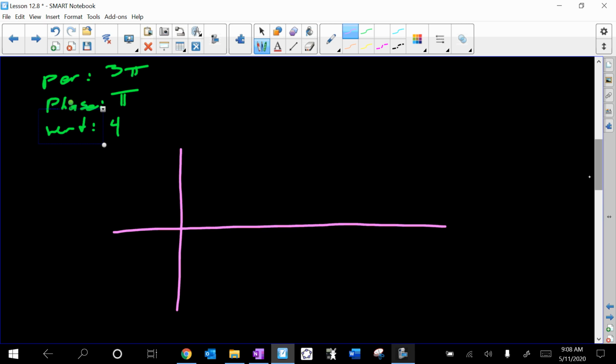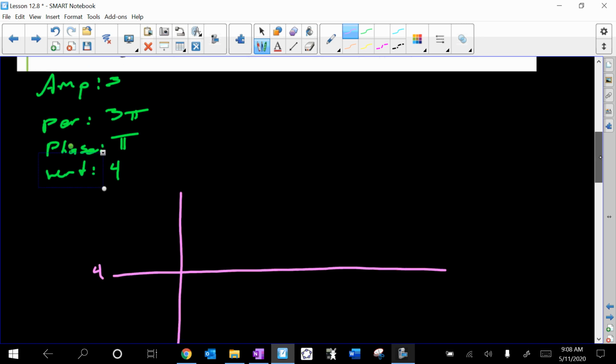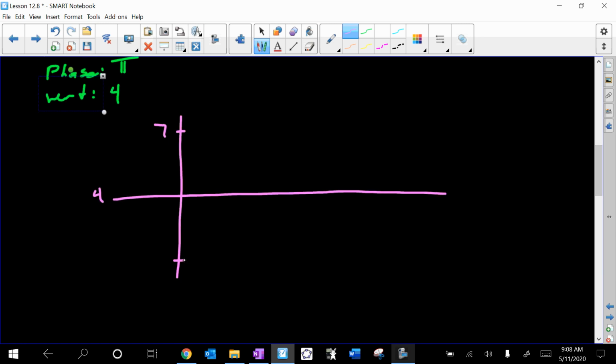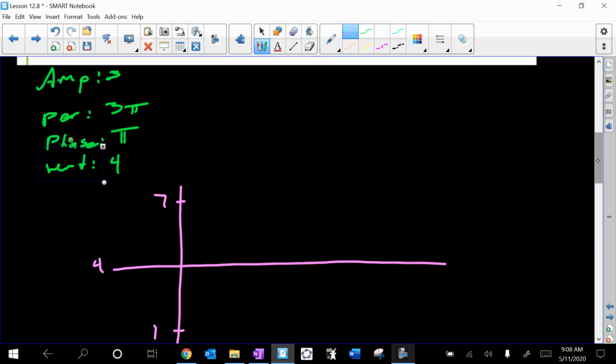We're first going to start with the equation of a midline, which in this case is 4. And then we'll come up with our heights. Remember, we're adding 3 to our midline, which is 7, and then subtracting 3, which is 1. We are shifting over pi units, so I'm going to place pi on here.